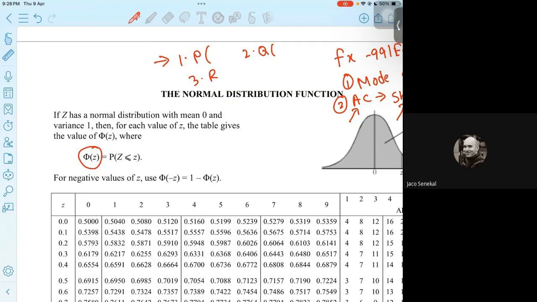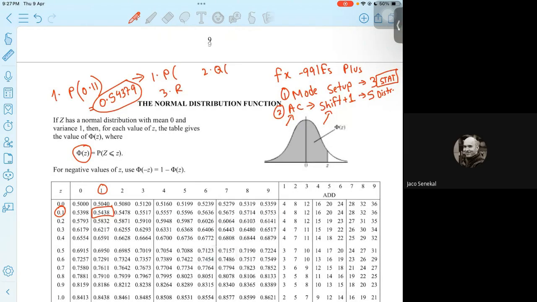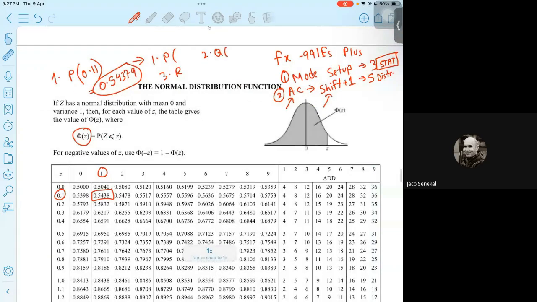So to verify, press number 1, and then give P of, let's say, 0.11. Let's just get 0.11 and see what it gives us. My calculator gives me 0.54379. And if you come down to this table for 0.1, so 0.11, I'm going to get the same value. So instead of wasting your time on the graph paper or this table, you can easily just use the calculator.